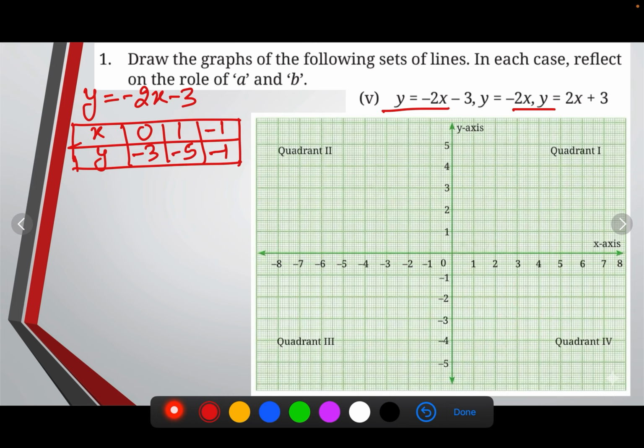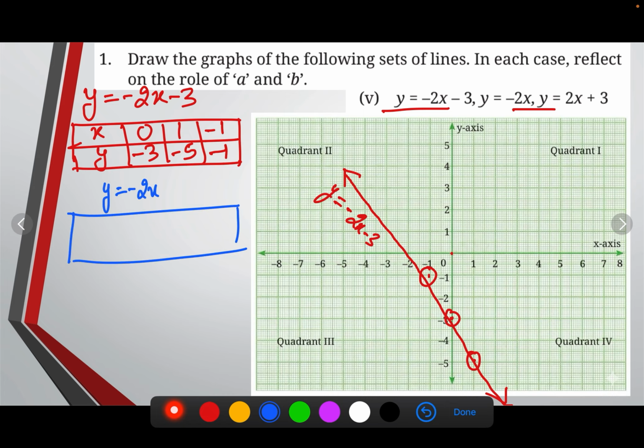Okay. Next. Now, before starting with the next, I'll first plot this one. So, 0, minus 3. First point, 1 and minus 5. My second point, minus 1, minus 1. So, my third point. So, this is my first line. I'll first plot the points for the first line, then join them, write the equation so that it does not create any confusion afterwards. Now the next, y is equal to minus 2x.